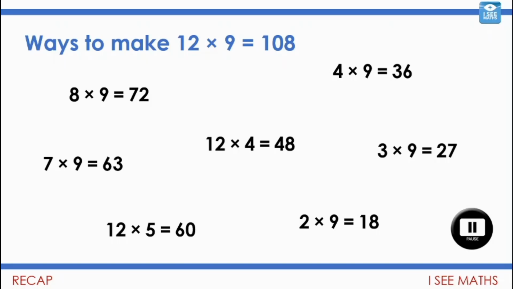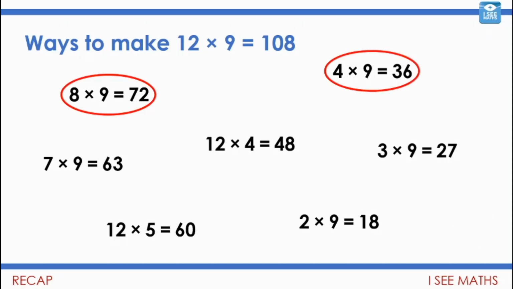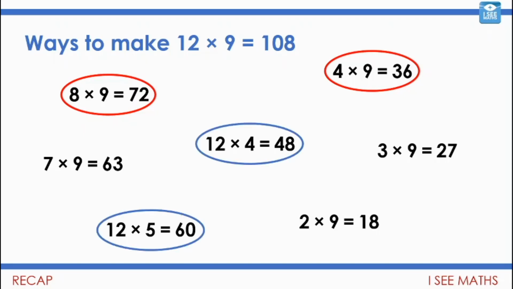Okay, let's have a look at any ones that we found. Well, how about this? We've got 8 times 9 and 4 times 9. Makes a total of 12 times 9. I wonder if you found this one. 12 times 4 and 12 times 5 in total is 12 times 9.